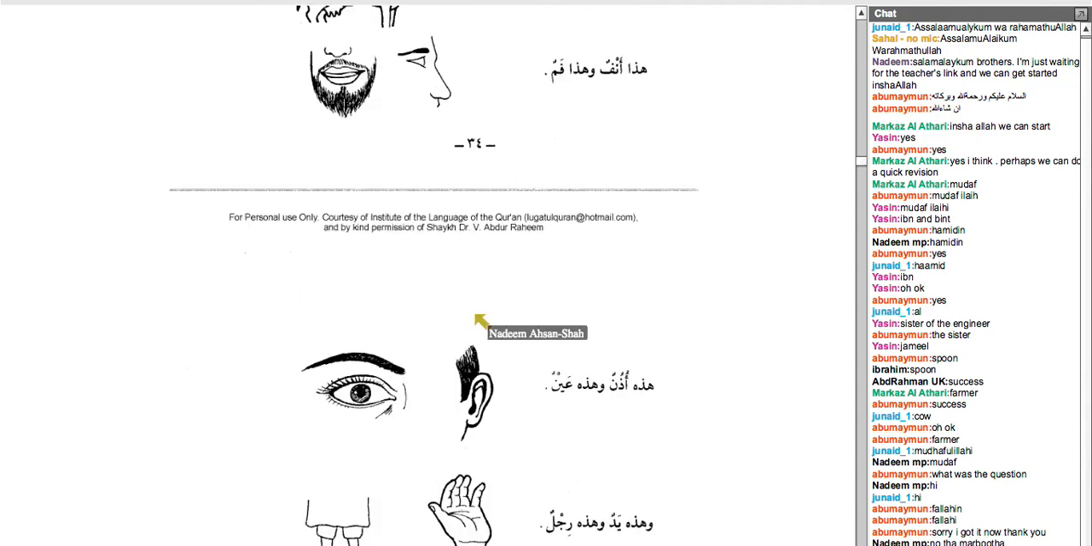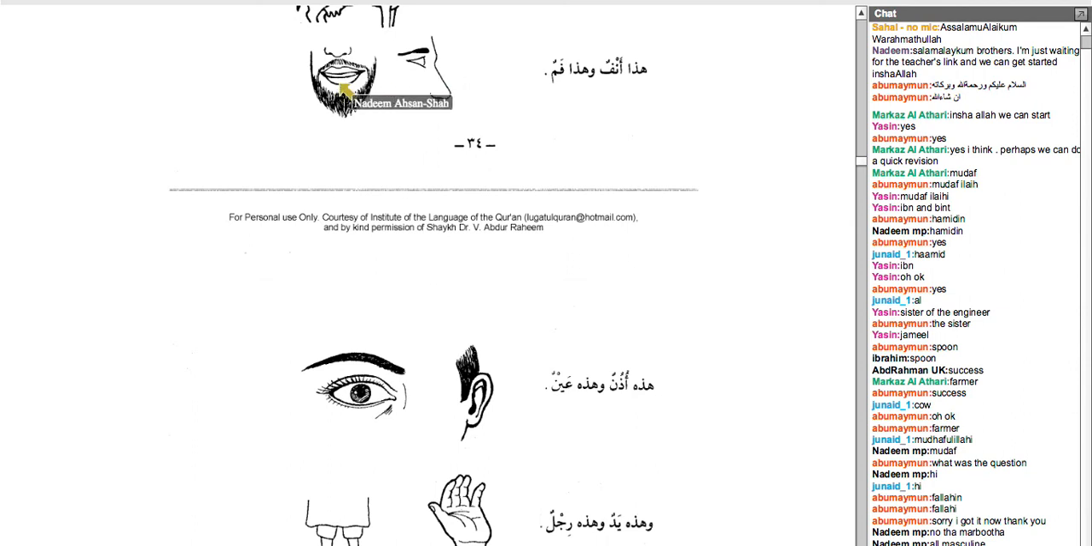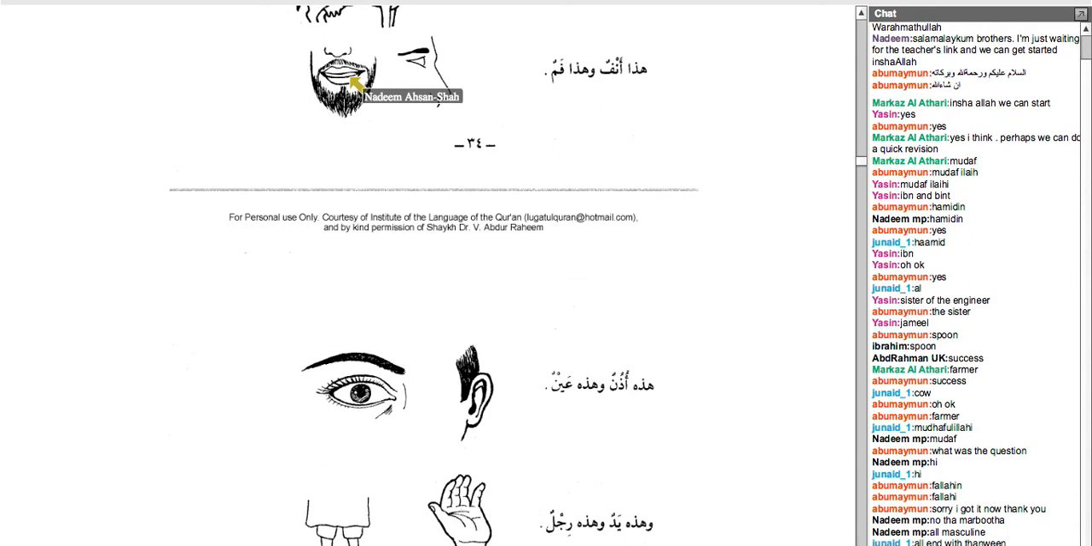So can you brothers think of a rule? Why this is hadha and this is hadha, whereas these are all hadihi? The clue is in the last picture. Now, Ibrahim, I'm not sure what you said. Aqil? Aqil. You mean Aqil. I'm sorry, Ibrahim, I'm not sure what you mean. Okay. Anybody want to explain the rule? Bismillah, Yasin, you got it, alhamdulillah, what is it?